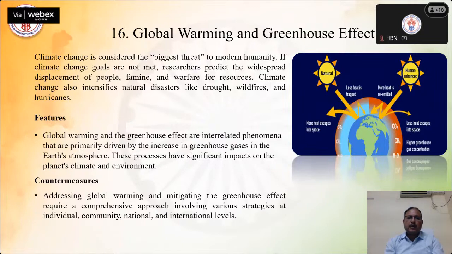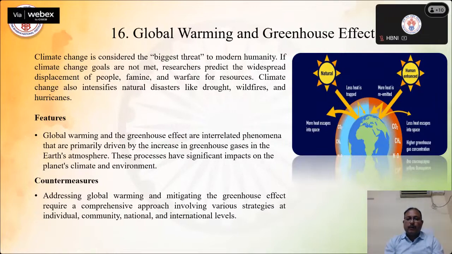What are the features? Global warming and greenhouse effects are interrelated phenomena that are primarily driven by the increase in greenhouse gases in the Earth's atmosphere. These processes have a significant impact on the planet's climate and environment. We are witnessing the temperature rising by, say, half a degree, then 1 degree. Right now, we are getting used to 48 degrees, 45 degrees in Delhi NCR and other places in the world. Because adaptation is there up to an extent, we will adapt, and what will happen, we cannot commit at this point.